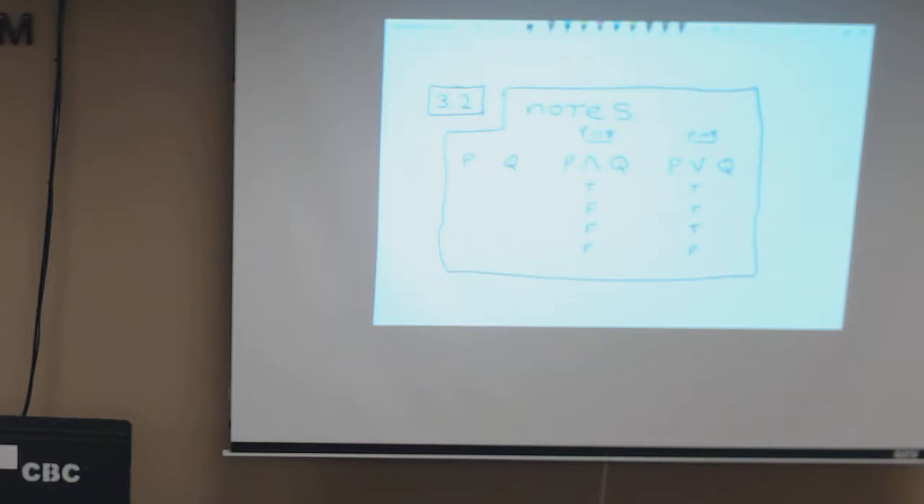Okay, we have four possibilities. P can be true and Q can be true. Or P can be true and Q can be false. Or P can be false and Q can be true. Or P can be false and Q can be false. You follow what I just said? Those are the four possibilities when you have two given statements.